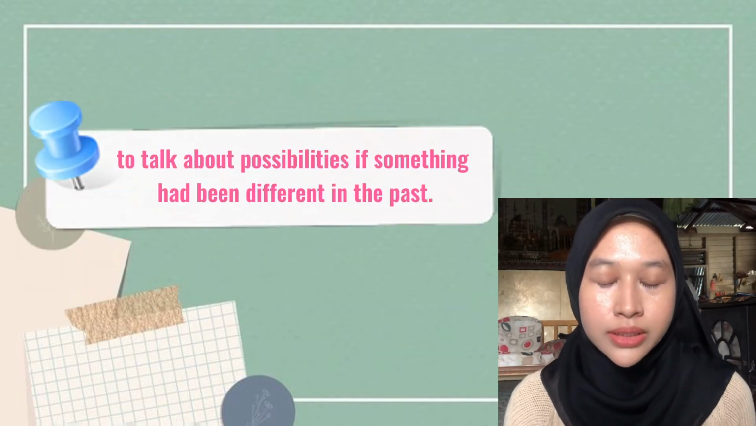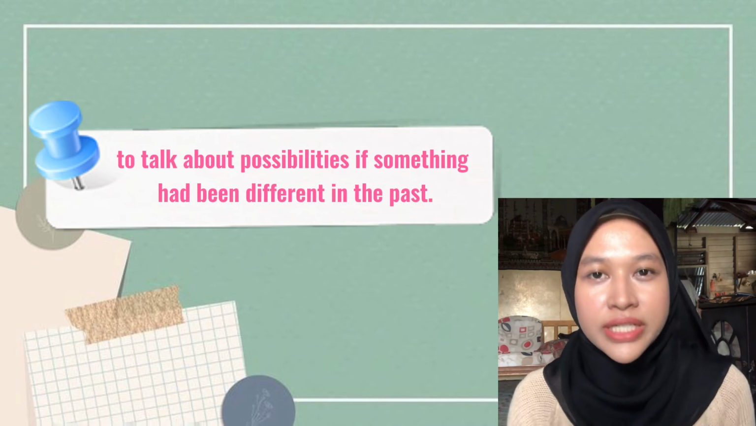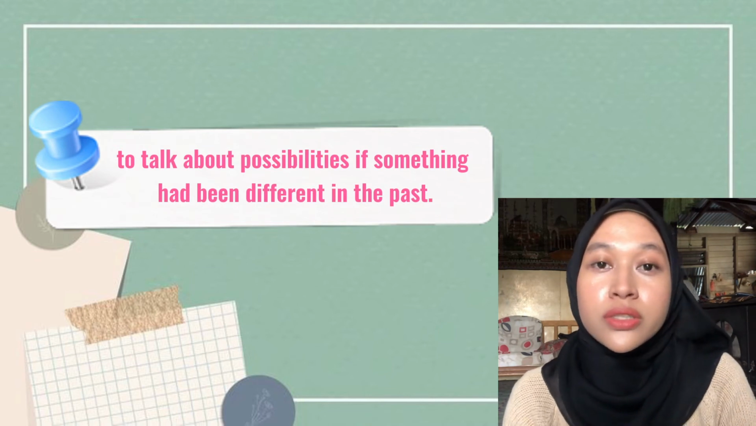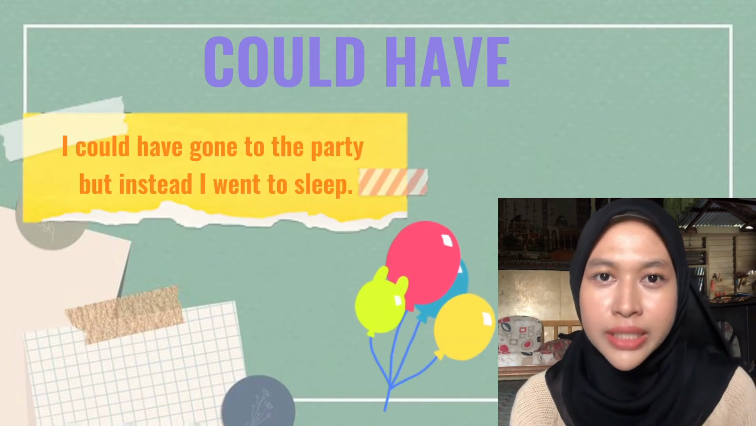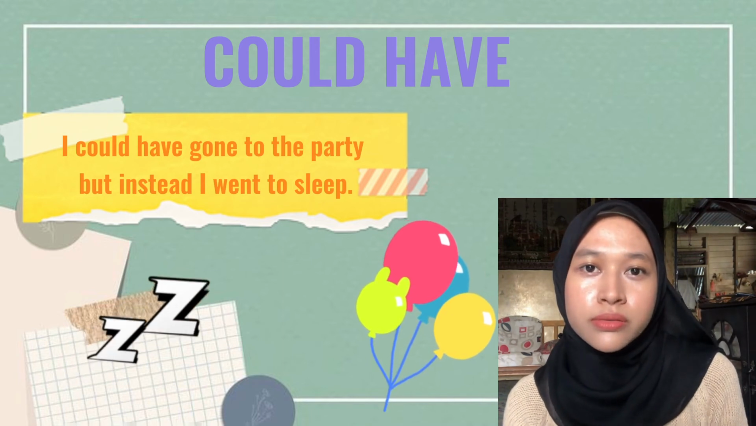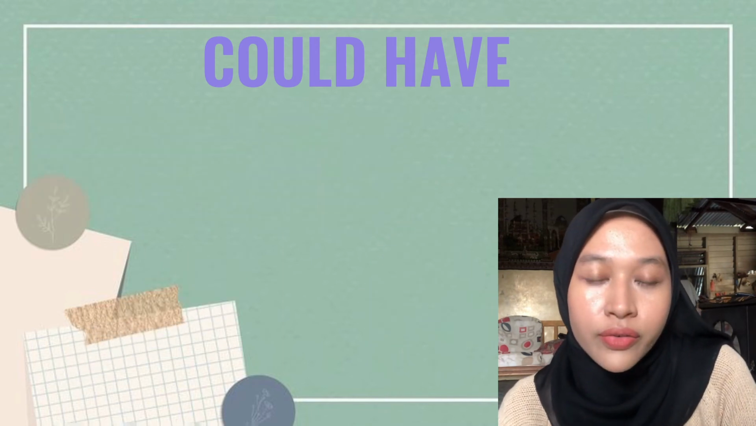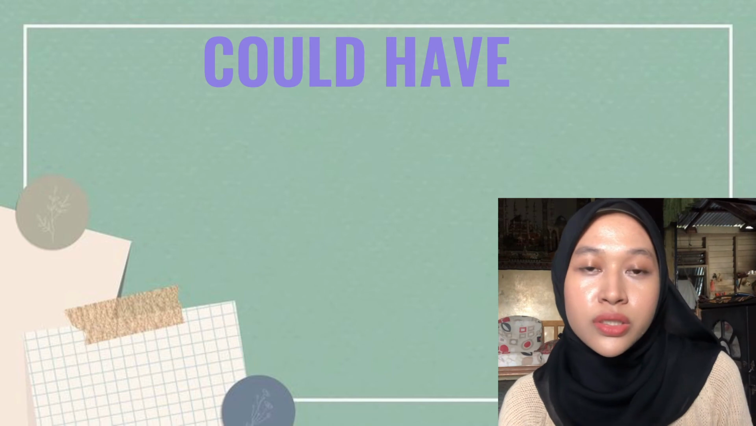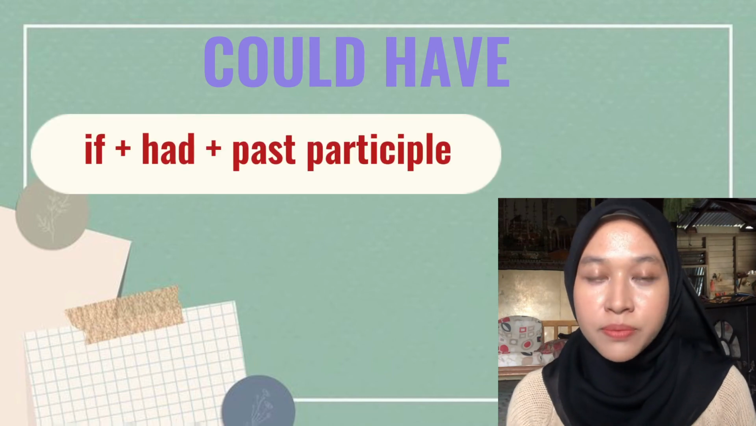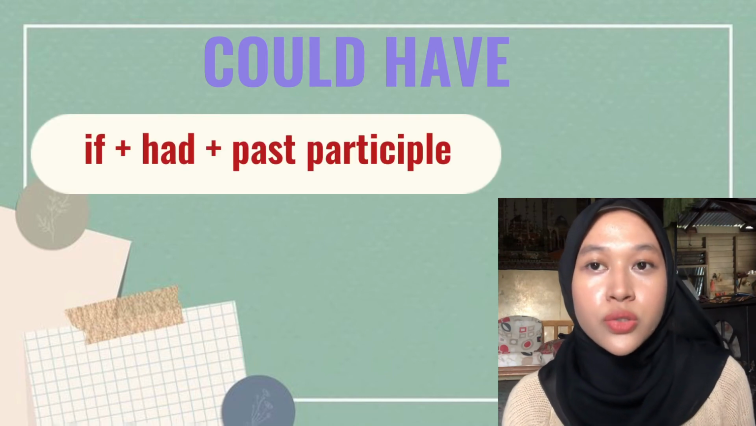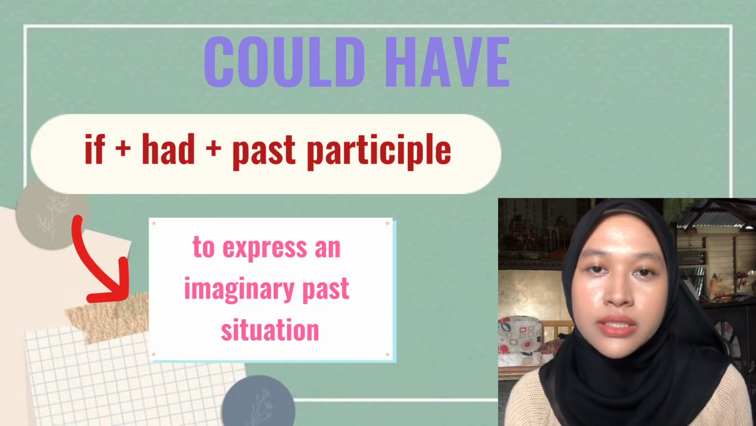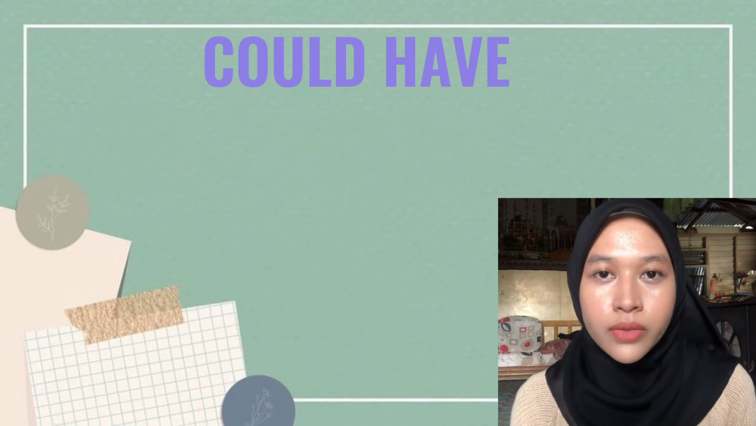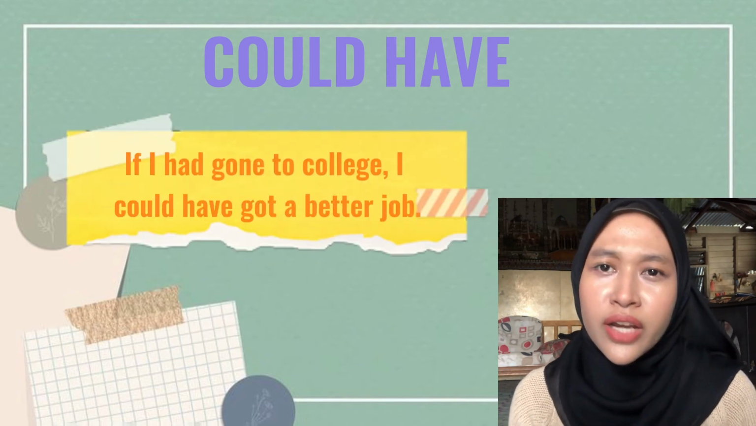Next, if we want to talk about possibilities, if something had been different in the past, we would usually use could have. Example: I could have gone to the party, but instead I went to sleep. And could have can also be used with if plus had plus past participle, and usually it is used to express imaginary past situations. Example: if I had gone to college, I could have got a better job.